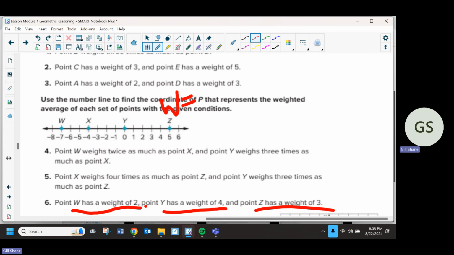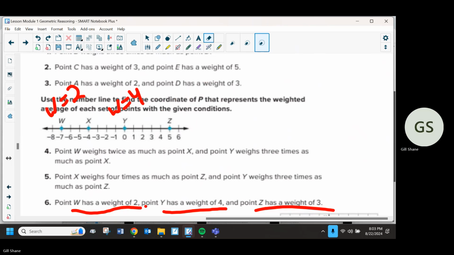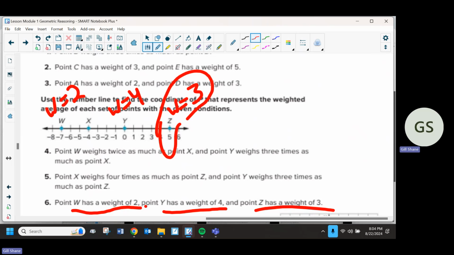So W has a weight of 2. Y has a weight of 4. And Z, oh, I totally got that wrong. W has a weight of 2. If you wrote that, I messed up. W's over there. Y is 4. That is correct. I put that in the right spot. And then Z has a weight of 3. So 3 is actually there. So there you go. And then you do that and you can finish off the rest of it.